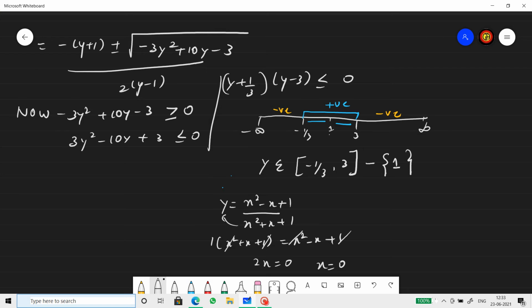So when x is 0, y is 1. So there is no point in leaving 1 out from the range. So the range of the function is minus 1 by 3 to 3. So we cannot leave 1. All this analysis is for your understanding. What matters is only this. The marks are awarded only for that.